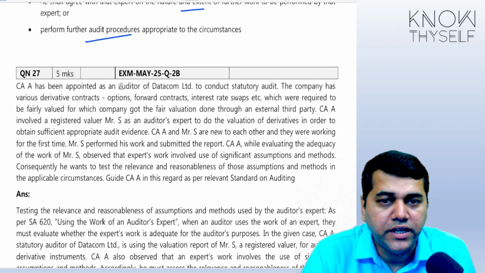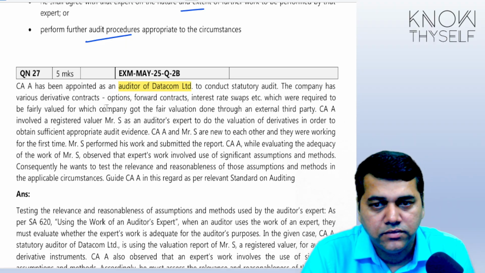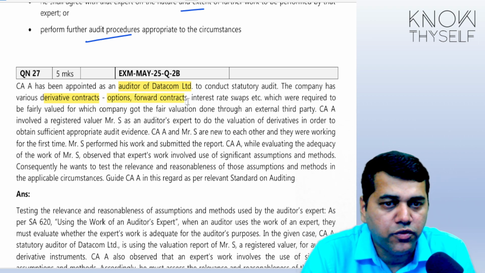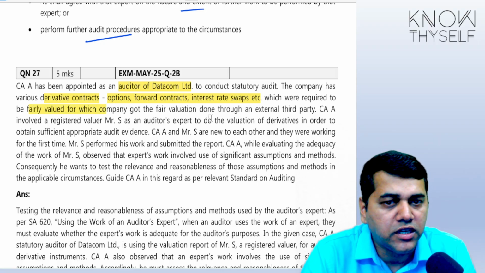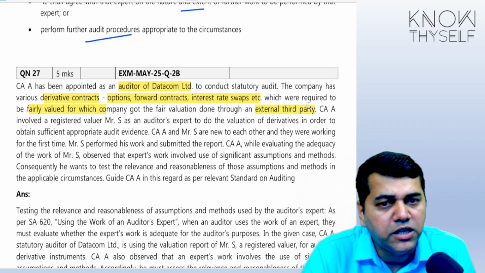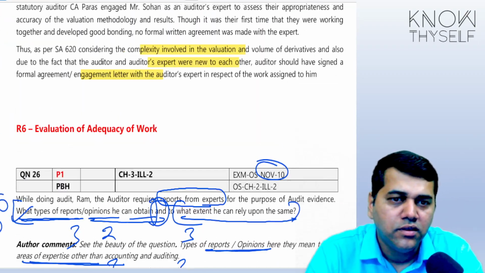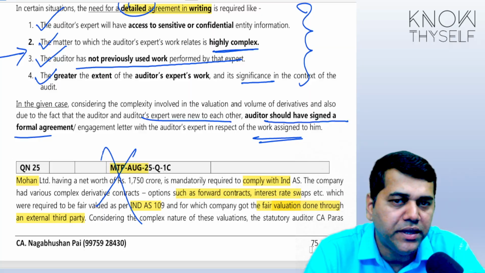CAA has been appointed as an auditor of Datacom Limited to conduct the audit. They have got various derivative contracts, options, forward swaps, etc. required to be fairly valued, which the company got the valuation done by a third party. Do you see this question? This question is similar, no? Same. Forwards contract, fair valuation done through a third party. See, this is the question which they have asked in MTP.